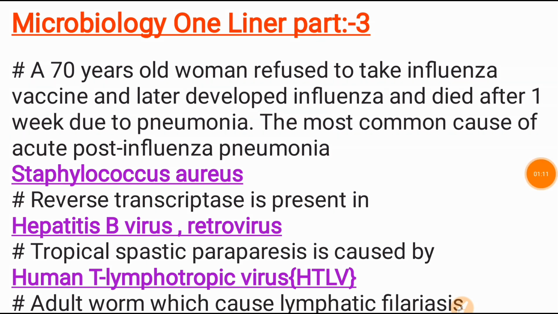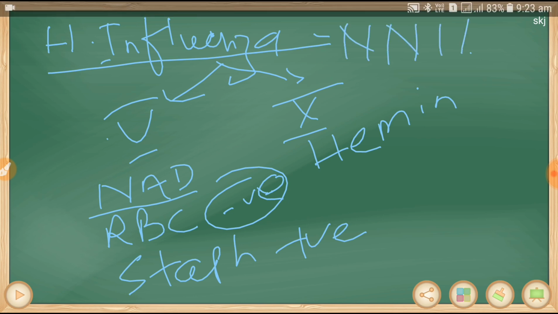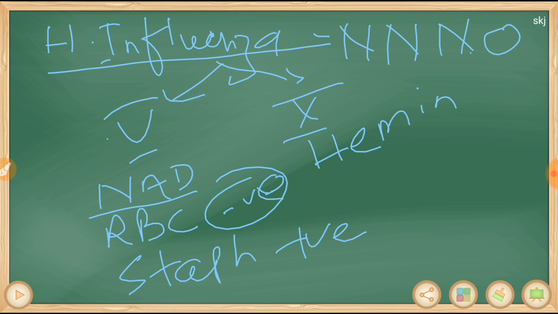So, H influenzae. First of all, it is the triple N, and triple N O. You already know about N2O, nitrous oxide, but here it is N3O. N indicates non-motile, non-sporing, gram negative bacilli, and O is oxidase positive. I have already uploaded a video about oxidase positive and urease positive organisms with a trick.